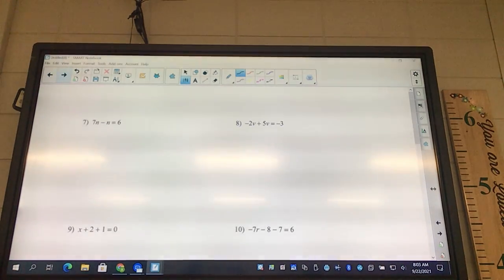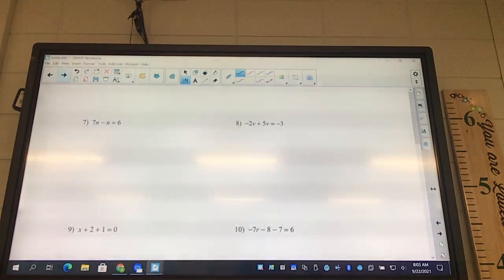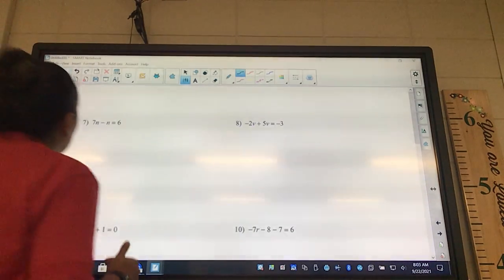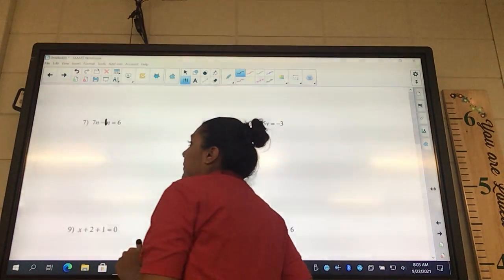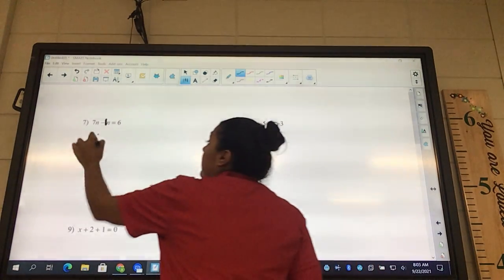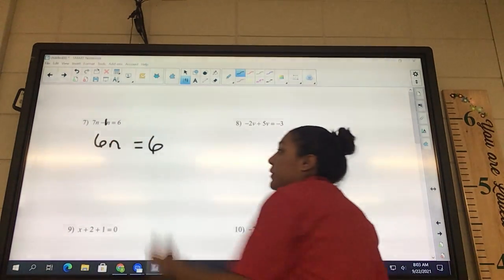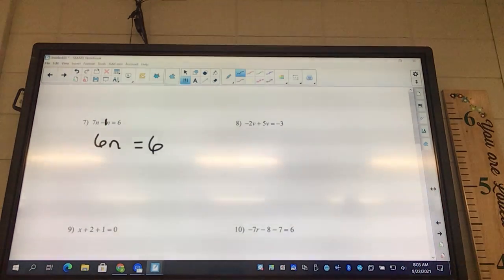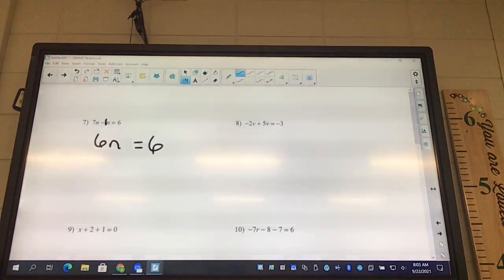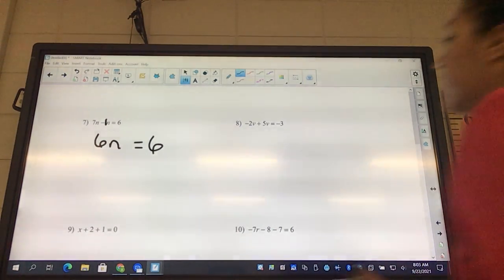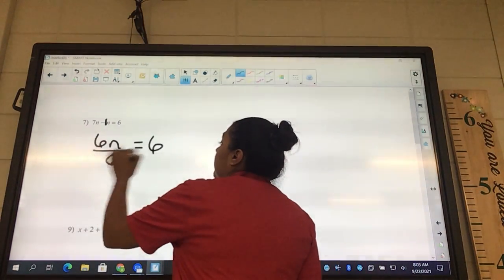Okay, 7. Can we combine terms? Here, put that up. Can we combine terms? Yeah, 7n and negative 1n. 7n and a negative 1n is going to give me what? 6n. 6n equals 6. Okay, who's the kid? They ain't got no kids. Okay, so then our next step is to do what? Divide by 6.